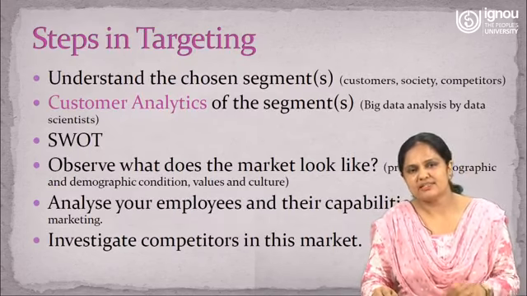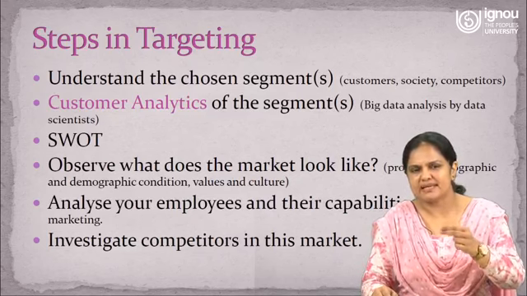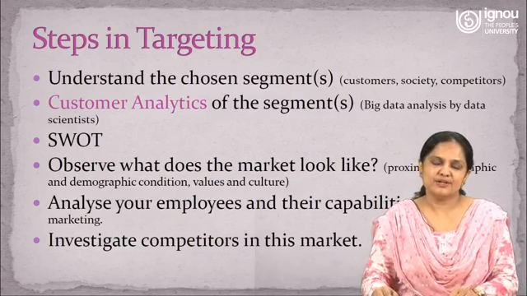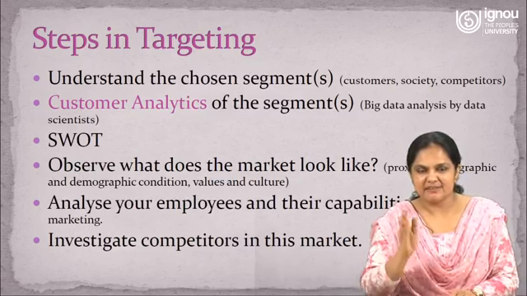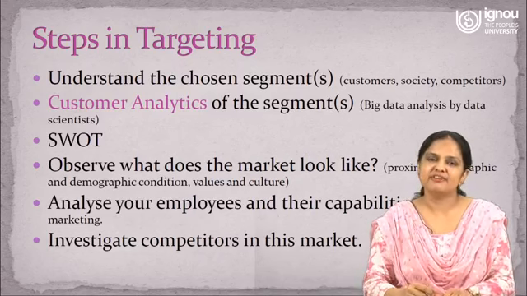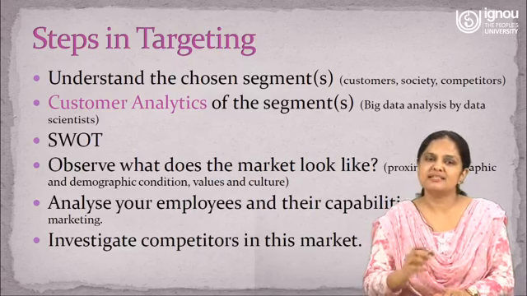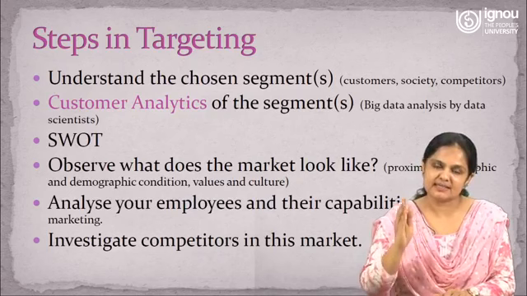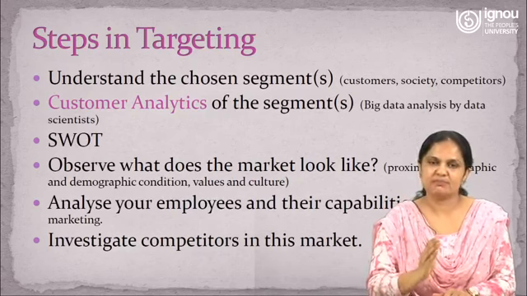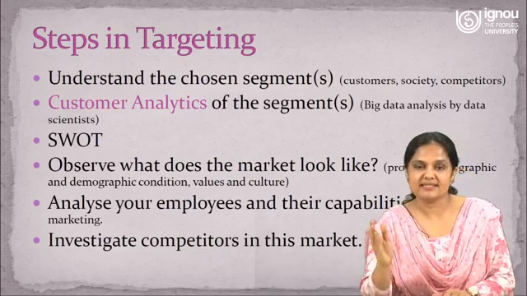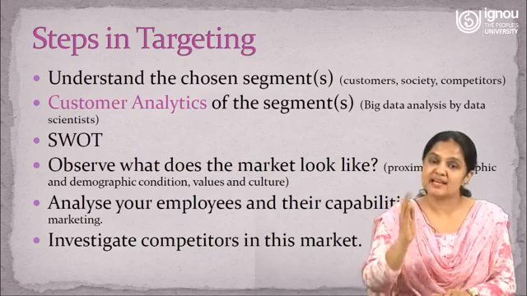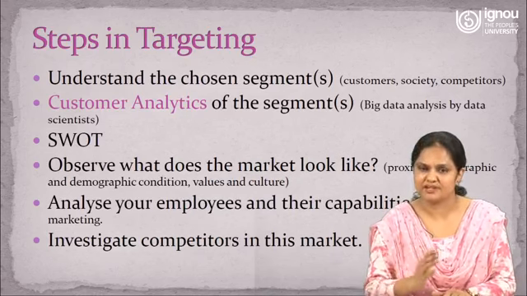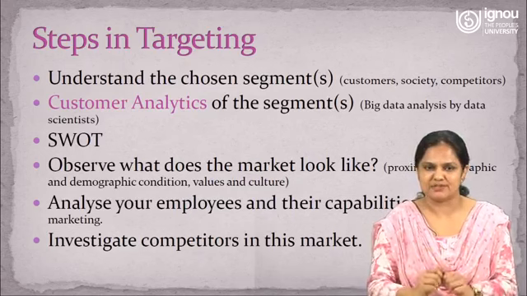Now let us see what are the steps in targeting. How do you go step by step if you are using this STP framework in your marketing? First we did segmenting, and after segmenting, when we are trying to do targeting, the first thing we need to do is to understand the chosen segments completely. And when I say chosen segment, it does not involve only customers, but it also considers the competitors in the market, and the society in which the market is prevailing, because the values and beliefs of the society also affect the preference and choice of the customers, right?